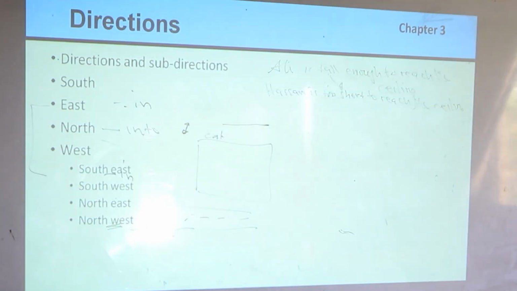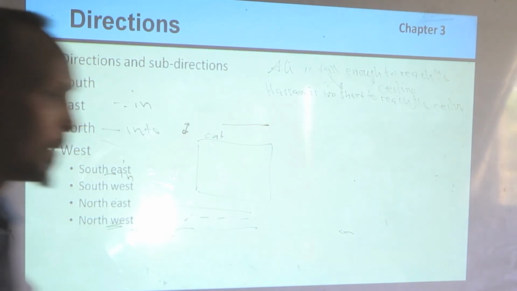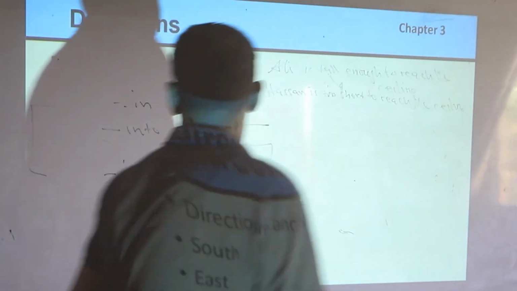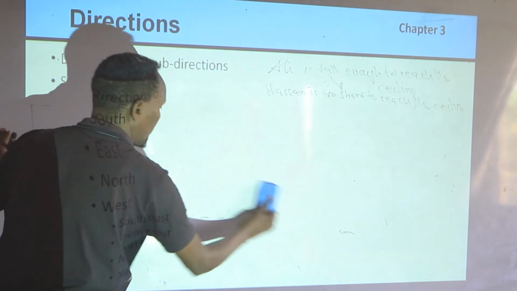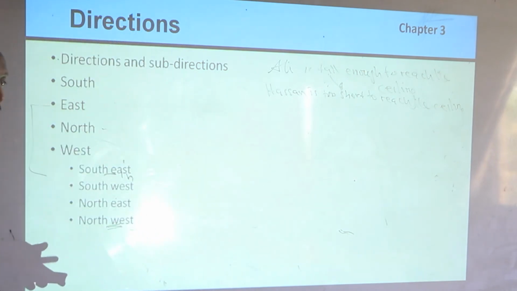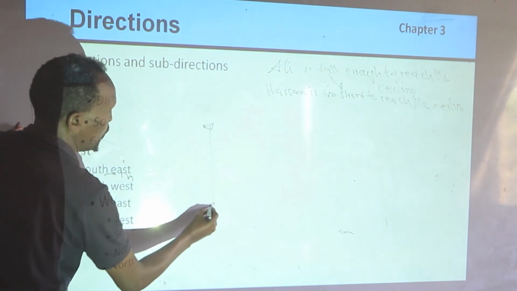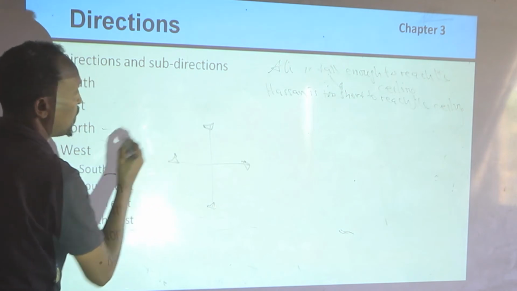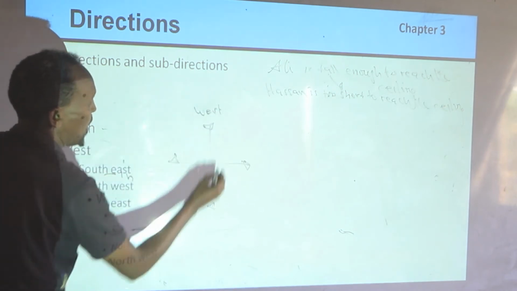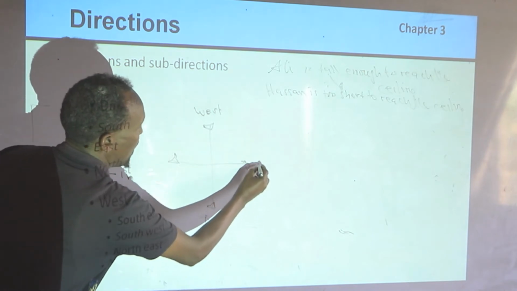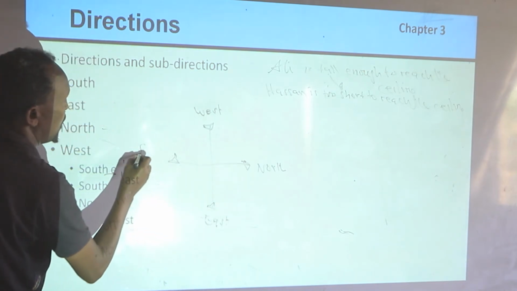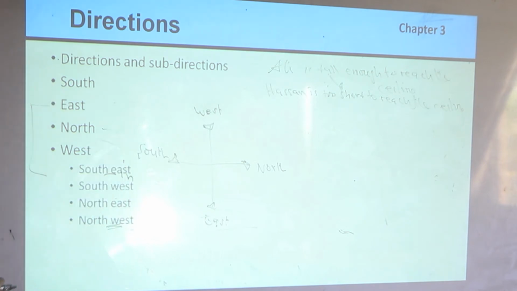Right, now let's go to the directions. Okay? And the sub-directions. As you know, we have 4 directions, right? I think you know this, right? There are 4 directions. Okay, here we have west, and here we have east, and here we have north, and here we have south. Okay, so this is easy.